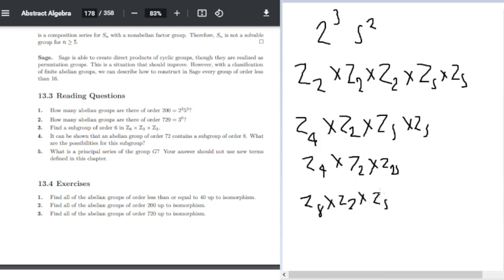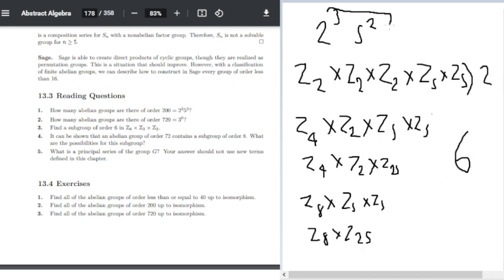Oh wait, no, I didn't have a times 2 there. Z5 times Z5, Z8 times Z25. And we as well have the cases where we multiply this. We have two cases, one where it's 5 and 5, and one where it's 25. For this I counted everything else: 1, 2, 3, 4, 5, 6. So we have 6 total groups, which corresponds to the product of those, which is equal to 6.